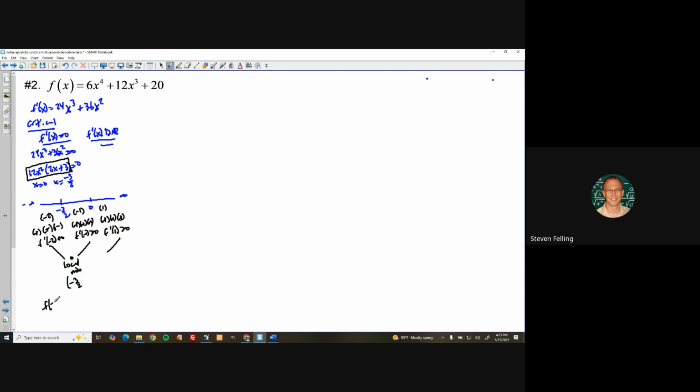If we plug in -3 halves to the function, I ended up using a calculator and getting 9.875. Right, so now I know there's a local min there. It's decreasing here, the function is increasing there, increasing there. There are two critical values. That all came from the first derivative test.